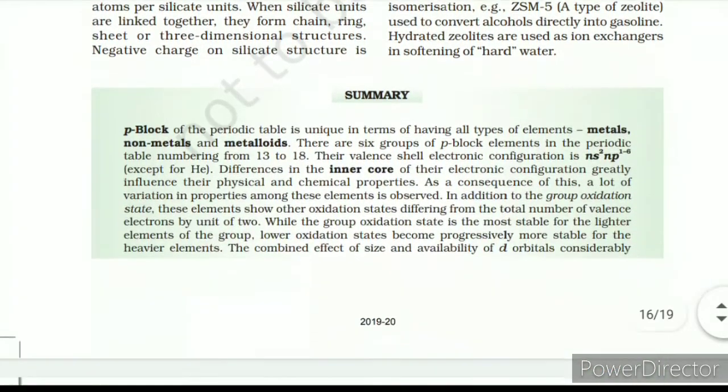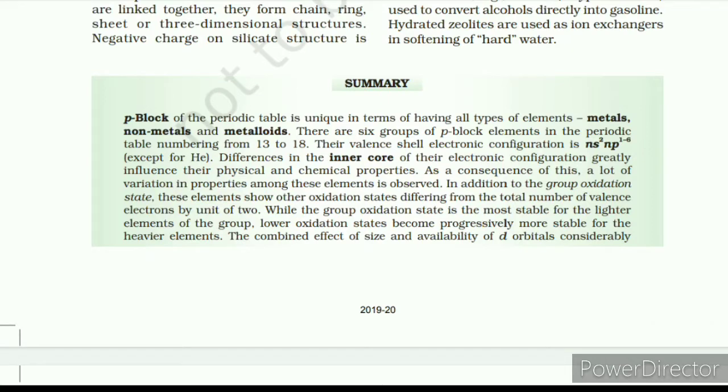In addition to the group oxidation state, these elements show other oxidation states differing from the total number of valence electrons by units of 2. While the group oxidation state is the most stable for the lighter elements of the group, lower oxidation states become progressively more stable, which considerably influences the ability of these elements to form pi bonds. While lighter elements form p-pi-p-pi bonds, the heavier ones form d-pi-p-pi or d-pi-d-pi bonds.